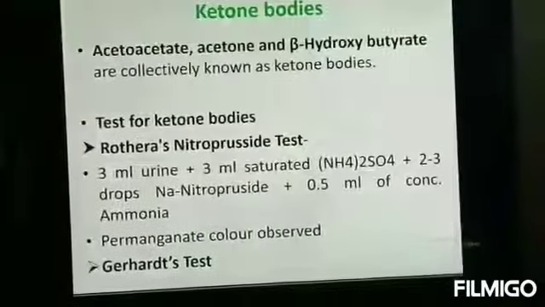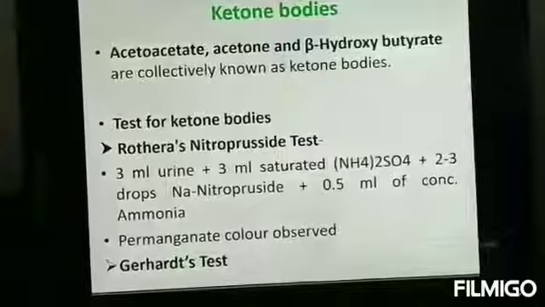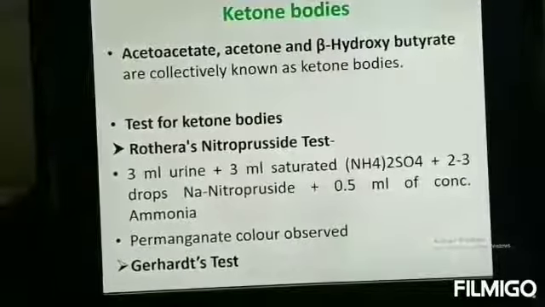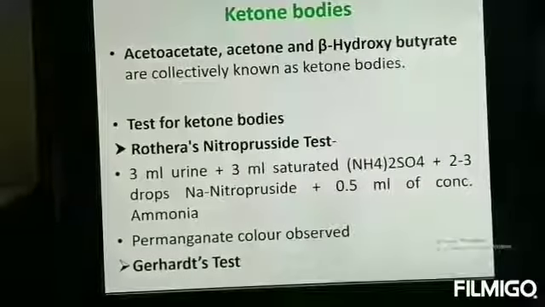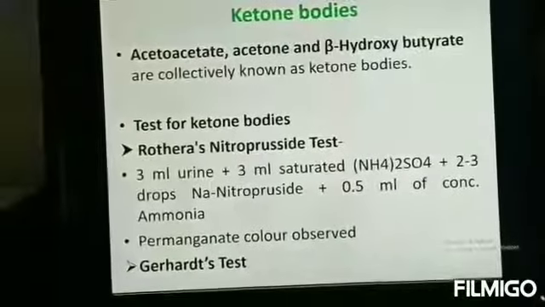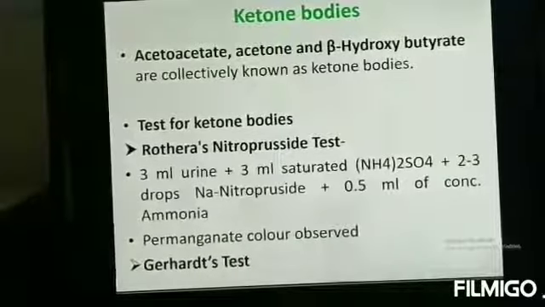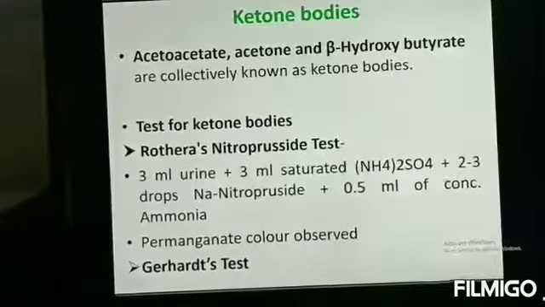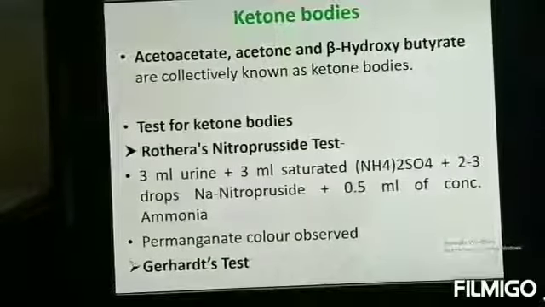Now, test for ketone bodies. What are examples of ketone bodies? Acetone, acetoacetate and beta hydroxybutyrate are collectively known as ketone bodies. Tests for ketone bodies are new for you. Two tests are available, Rothera's test and Gerhardt test. We are only performing one test, Rothera's test.